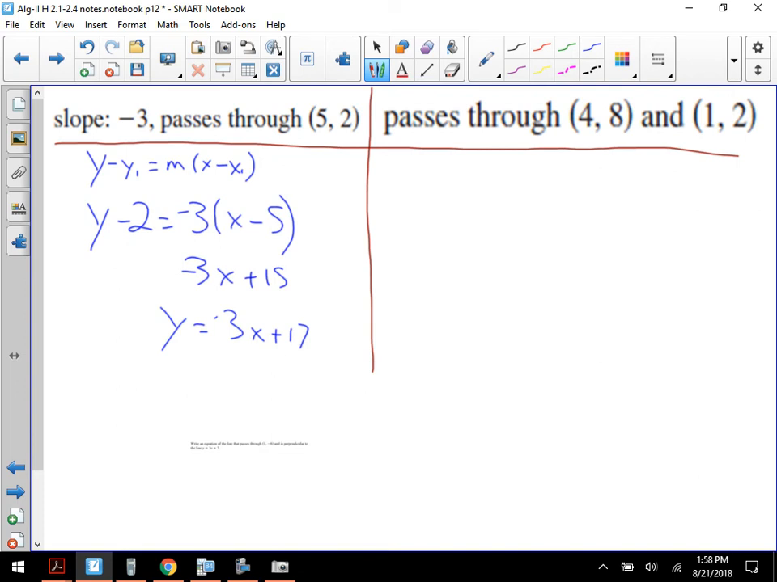Other one, get your slope first. 2 minus 8 over 1 minus 4, negative 6 over negative 3, slope of 2. Does it matter which ordered pair you choose to then go with point slope? No, makes no difference. If you do it correct, you should get the same answer. If you don't, you're goofed.